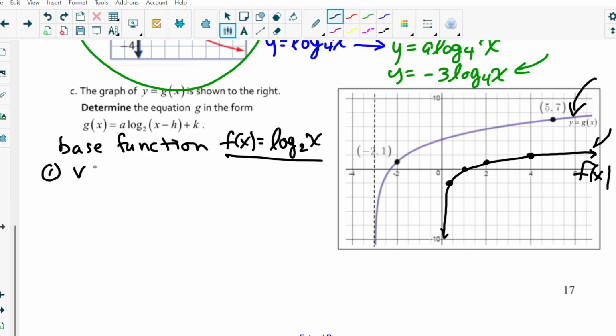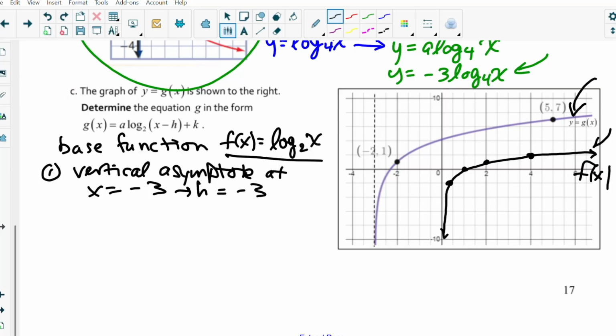Number 1. Here's some clues. Vertical asymptote at x equals negative 3. Well, what does that tell me? h equals negative 3. That's the first clue. Number 2. So this is x equals negative 3.